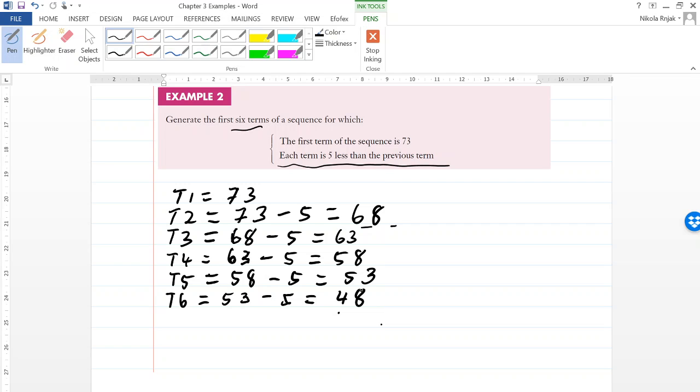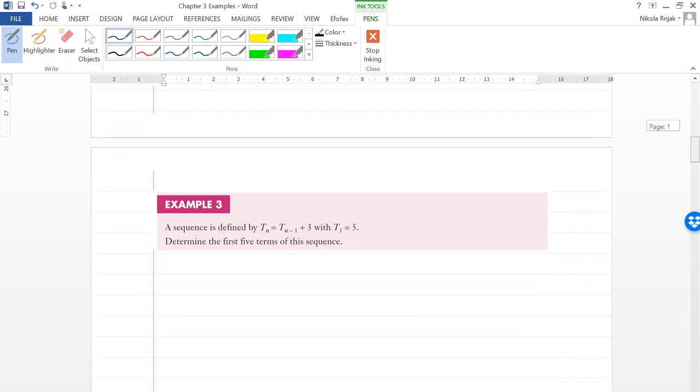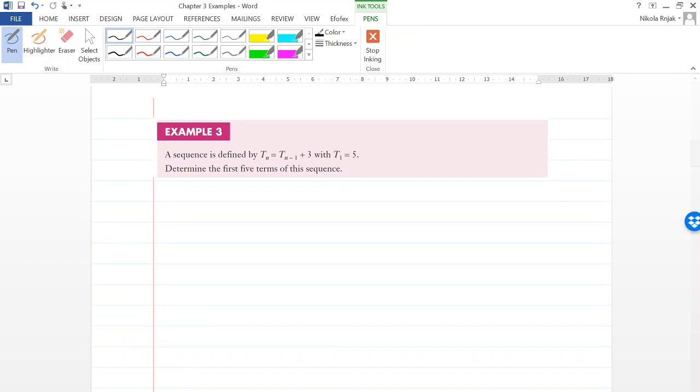All right, so hopefully you've done exercise 3b now. So let's go through example 3. All right, so example 3. A sequence is defined by T of n is equal to T n take 1 plus 3 with T1 equal to 5. Determine the first 5 terms of this sequence.